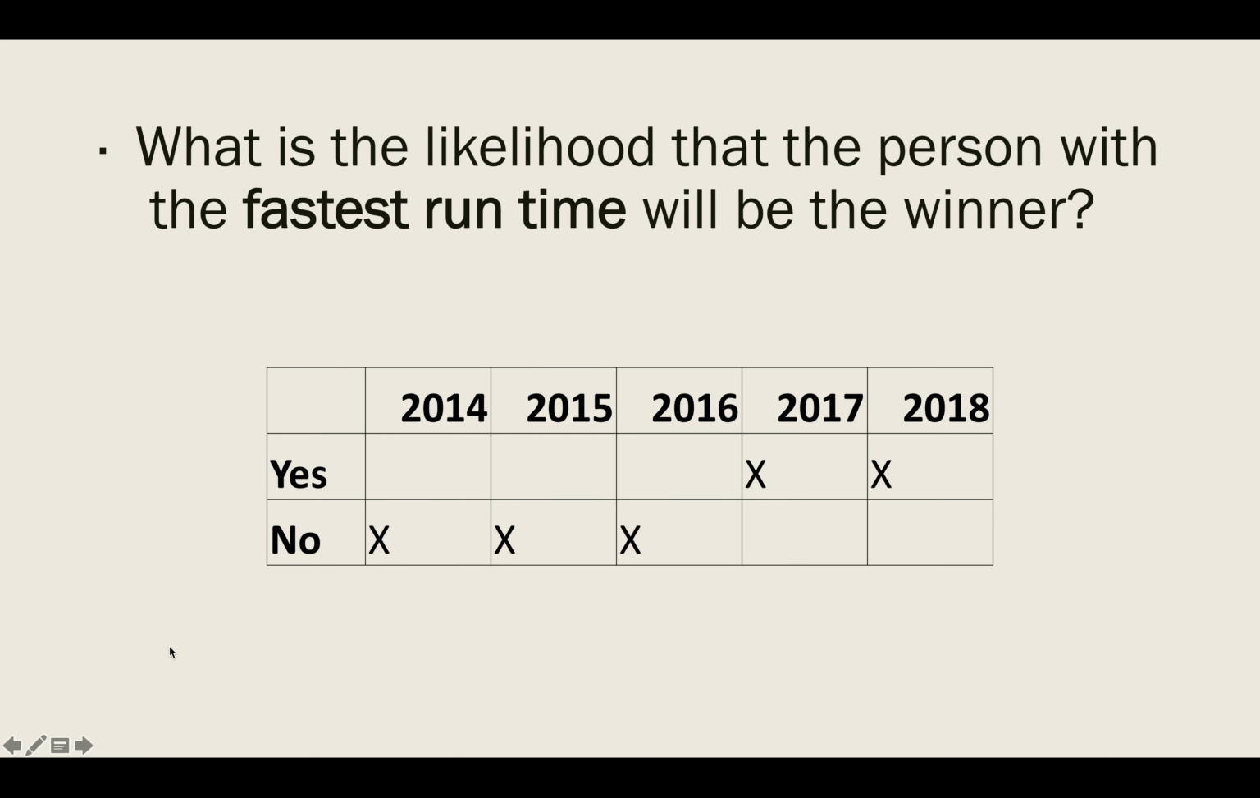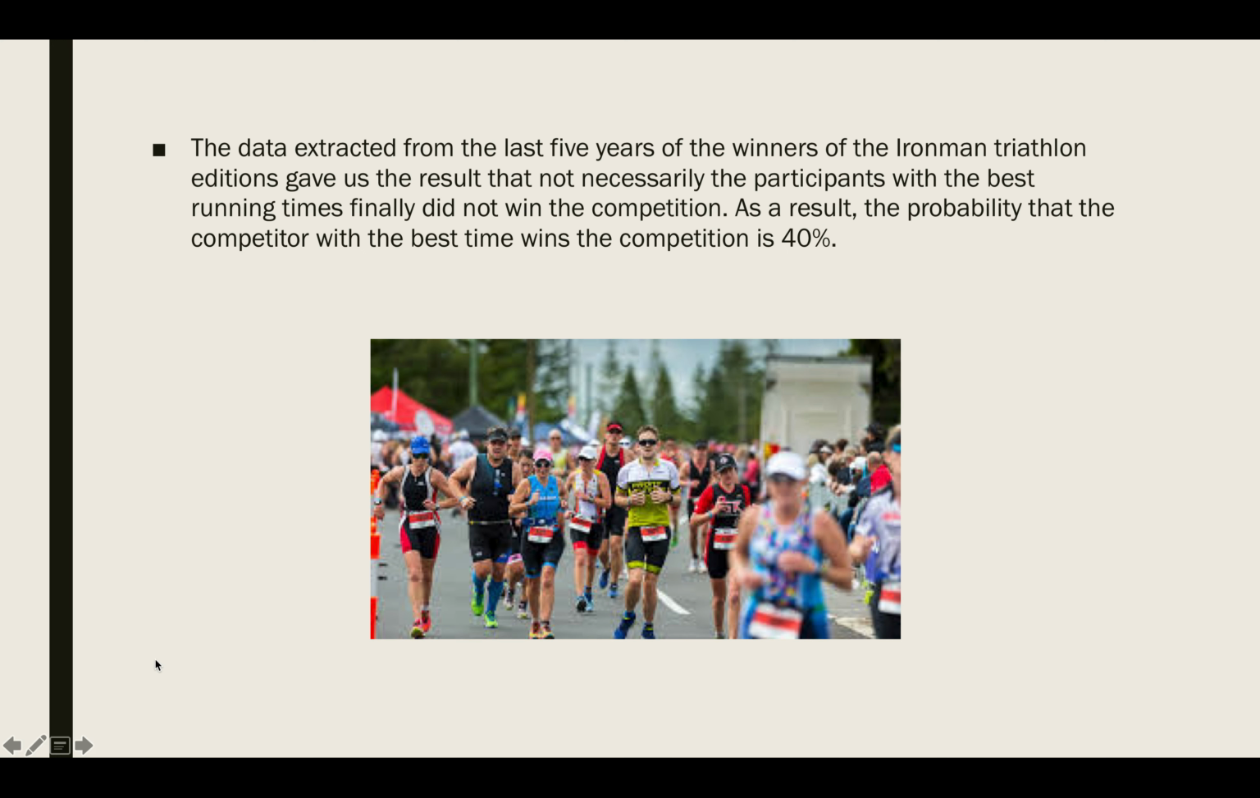What is the likelihood that the person with the fastest run time will be the winner? We can see, according to this table, that just in 2017 and 2018, the participant with the fastest run time won the competition. The data extracted from the last 5 years of the winners of the Ironman triathlon edition gave as a result that not necessarily the participants with the best running times finally won the competition. As a result, the probability that the competitor with the best time wins the competition is 40%.